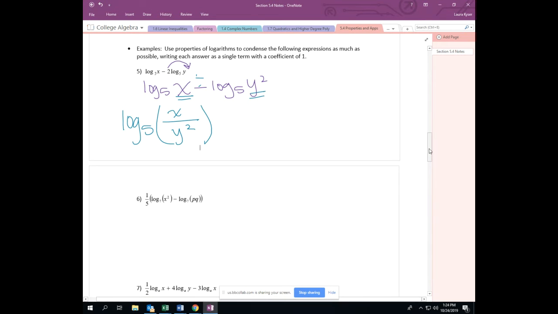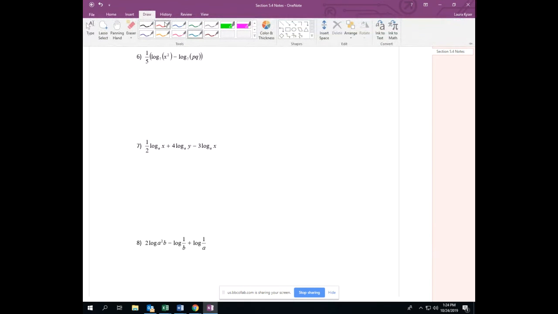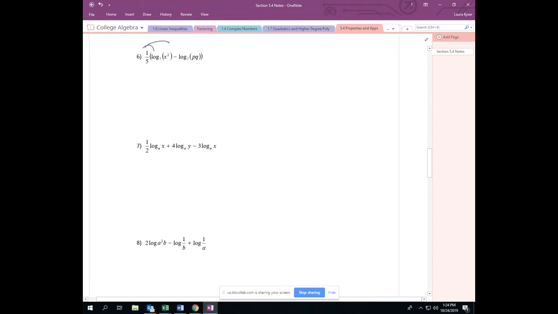Now in this next one, we have a coefficient out in front of a binomial log expression. Before we can deal with this log expression and condensing it, we have to get that 1/5 distributed in to each one of these terms. When I distribute it in, it's going to become a coefficient on both of them. So that's going to look like 1/5 log base 7 of x squared minus 1/5 log base 7 of PQ.